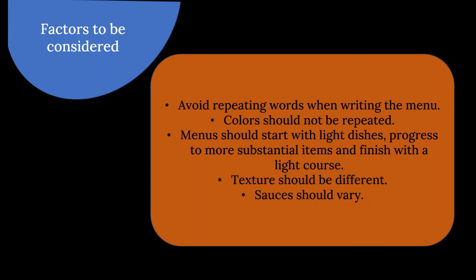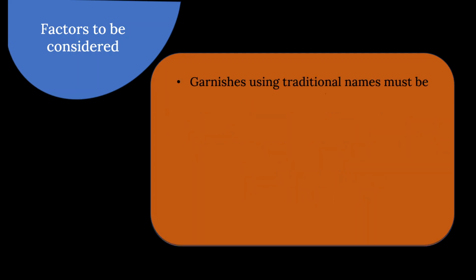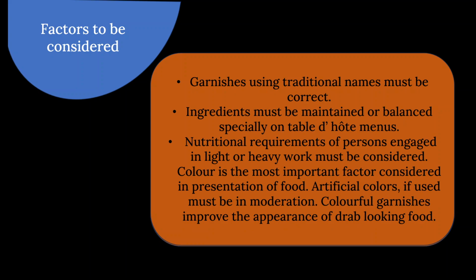Texture should be different. Sauce should vary. You should not have repetitive sauce in almost all the dishes in a buffet or while planning a menu for your clients. Garnishes using traditional names must be correct. You should be very careful before writing it. Ingredients must be maintained or balanced, especially on table d'hôte menus. Nutritional requirements of persons engaged in light or heavy work must be considered.